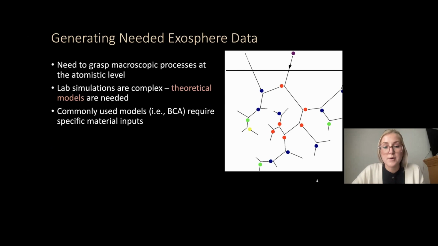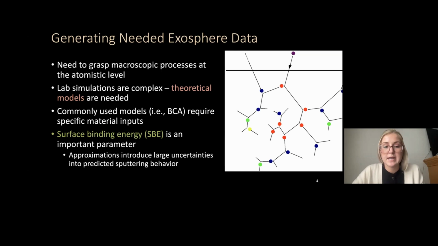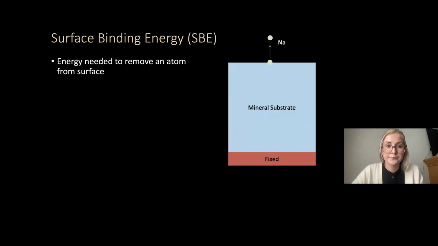Commonly used theoretical models, like binary collision approximation or BCA, require specific material inputs that are difficult to obtain accurate values for. For example, surface binding energy is an important parameter in sputtering models, and it can introduce large uncertainties into predictions when approximated. So what is the surface binding energy? It is the energy needed to remove an atom from the surface in the normal direction.